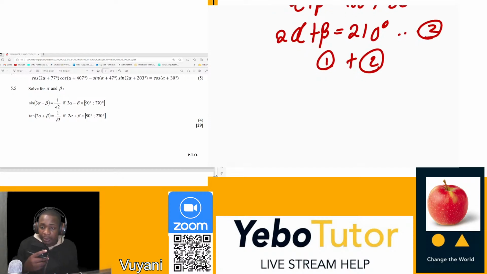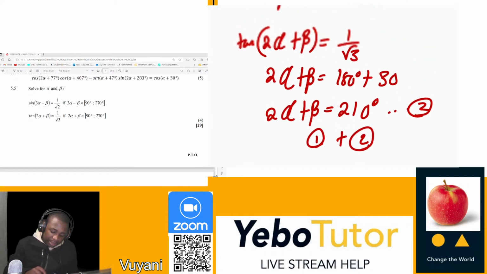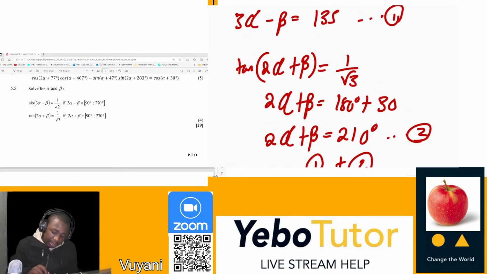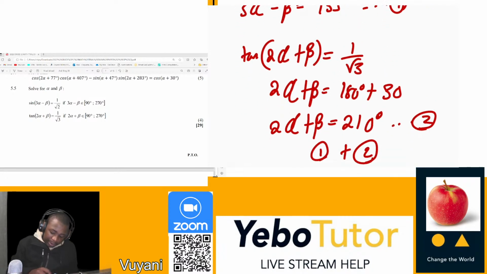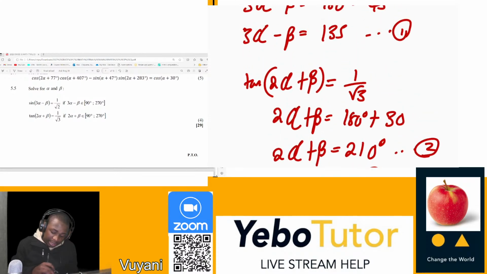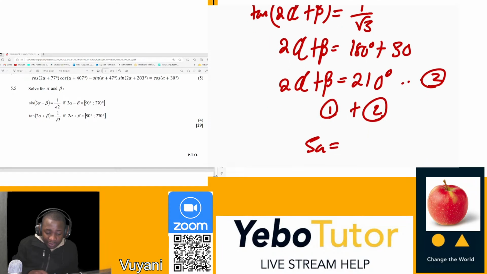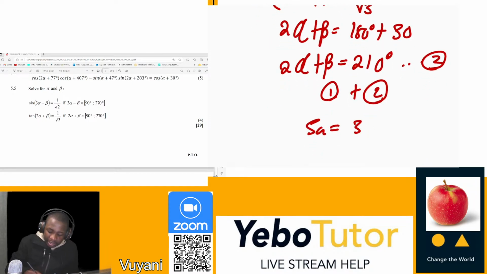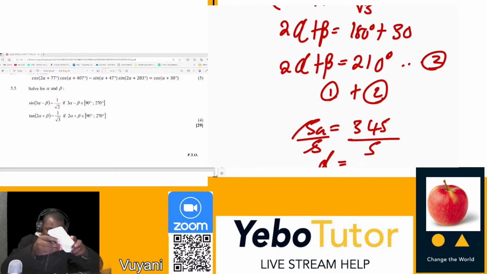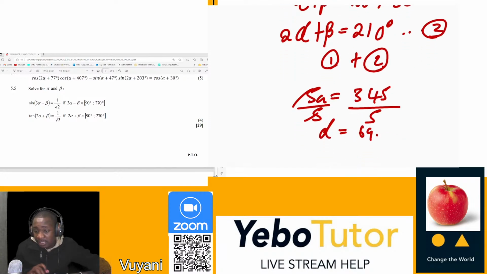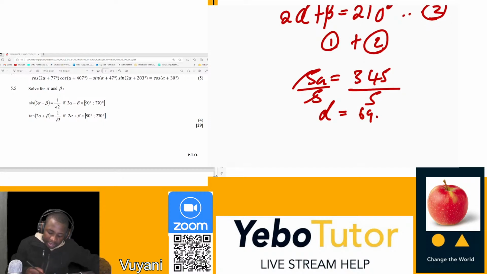When we add both of the equations, we can see that negative b plus b will cancel to 0. Then 3a plus 2a will be 5a, equal to 210 plus 135. Then we get 345. Then we can divide by 5 there. Then our alpha will be what? 345 divided by 5. Then we have 69 there. So since now we have 69, we can see that that's our alpha.